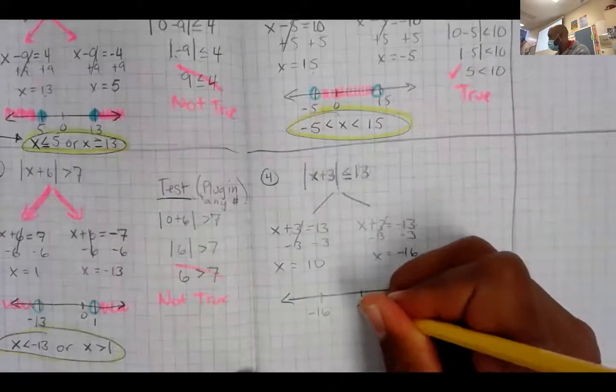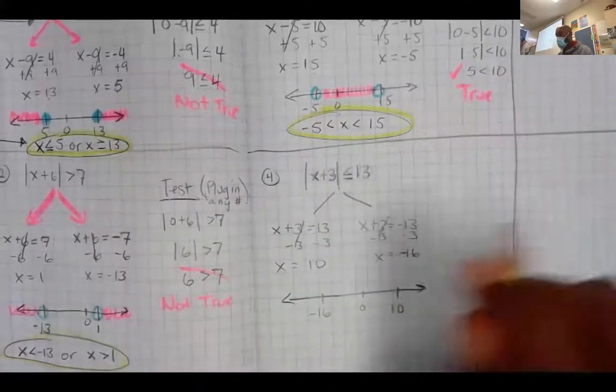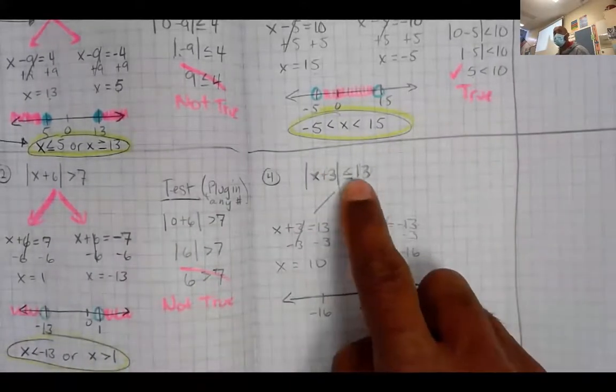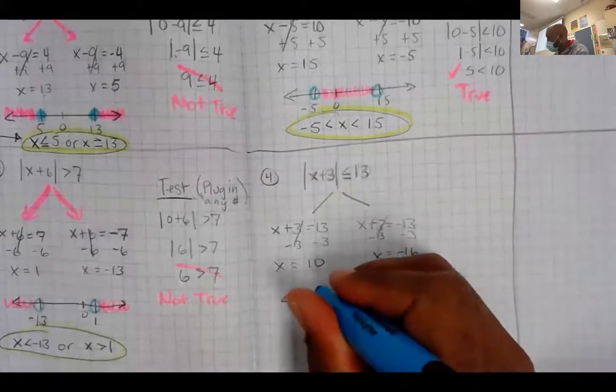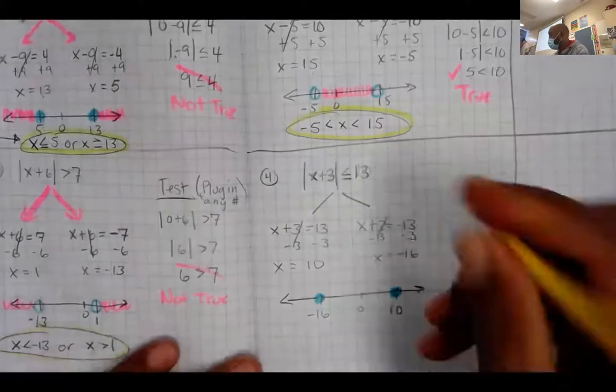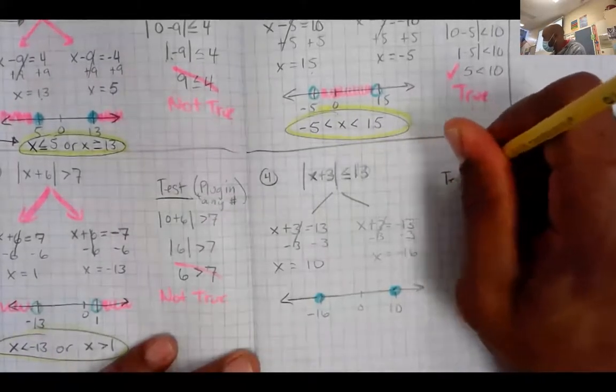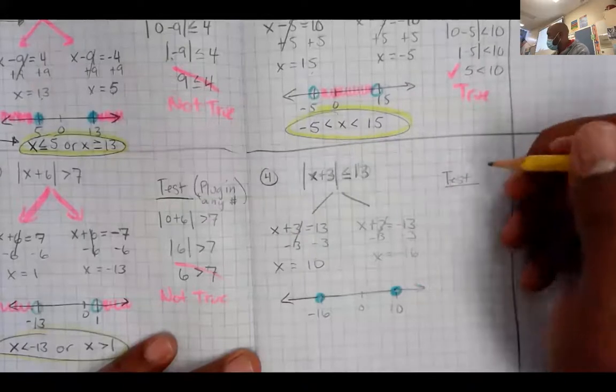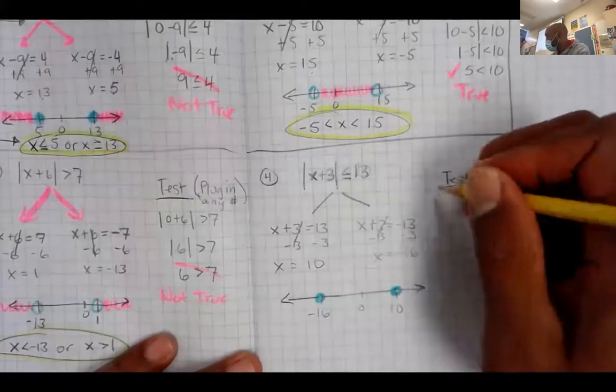I'll put 0 somewhere here in the middle. In this case, I've got equal to, so I'll put closed circles on my number line. And then now it's time to test once I have this. And again, you can always test 0. You can pick any number you want.